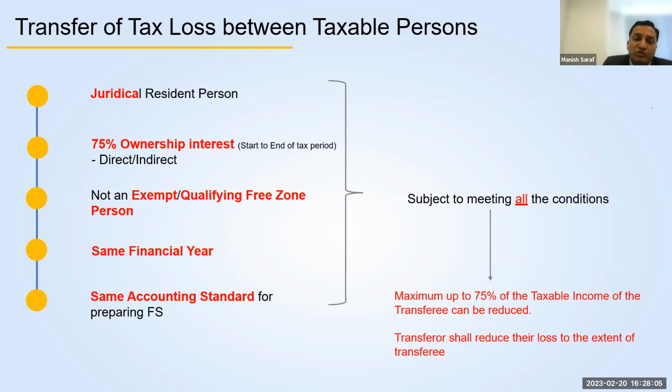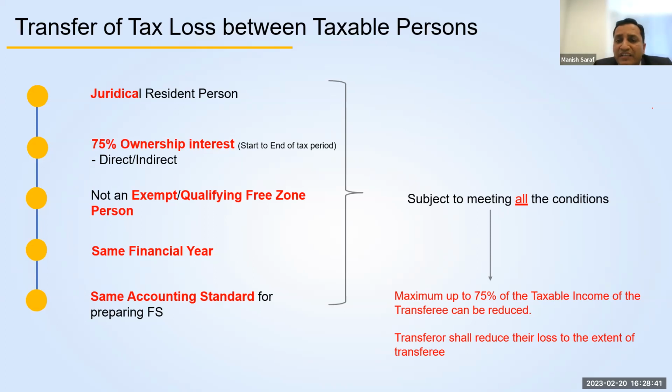And then they need to have a 75% common interest. The ownership interest among this group should be 75%, and it has to be throughout the financial year, from 1st January till December end. That interest should remain and should not change in between. And of course, they cannot form one if it is an exempt or qualifying free zone person because they are not paying corporate tax. And then they need to maintain the books and accounts following the same financial year and the same accounting standards, so they are able to club together.